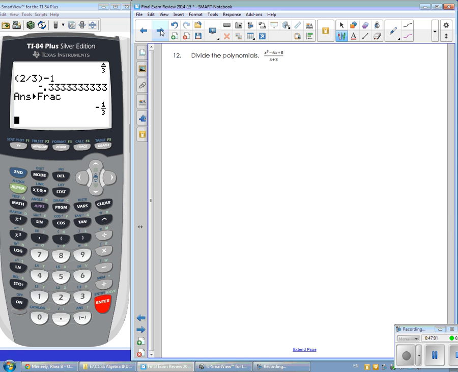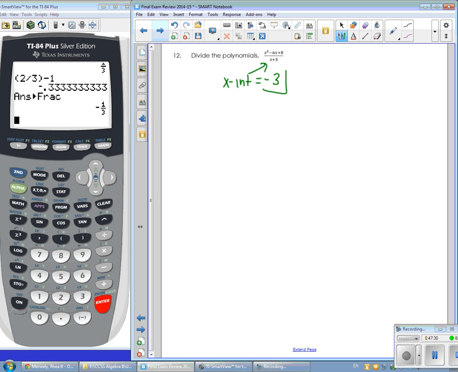Okay. In number 12, you're asked to divide. You've got x to the third minus 6x plus 8 divided by x plus 3. You can use long division here, but because what we're dividing by is very simple, it's just an x plus 3, I can also use synthetic division. Just remember with synthetic division, so if I have x plus 3, my x-intercept is -3. So if I'm going to use synthetic division, I need to make sure that I'm using my x-intercept of -3.